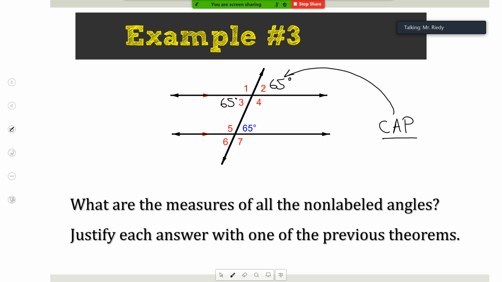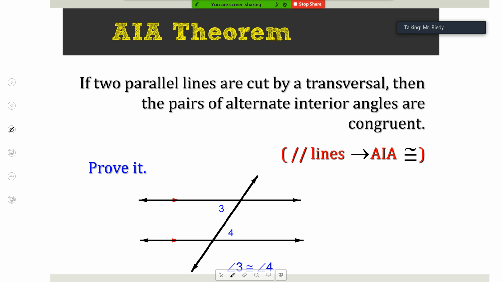Then angle 2 and angle 3 are congruent because they are vertical angles. Done. And obviously then those are congruent, which also means that 4 and 5 are congruent because that's the other pair of alternate interior angles. And that's how that process goes for the next couple theorems.